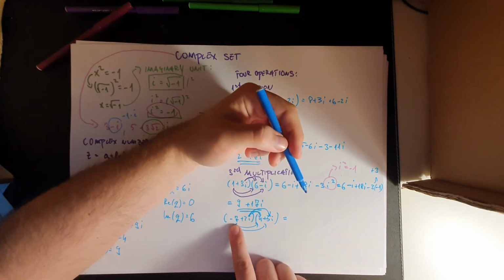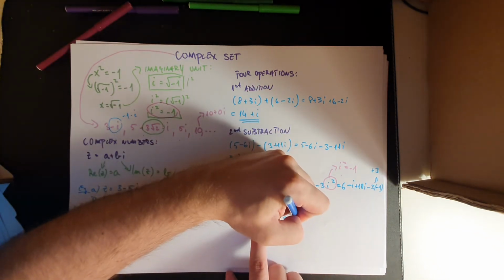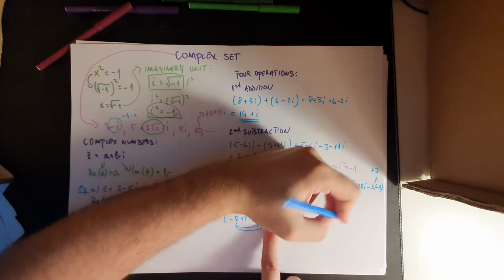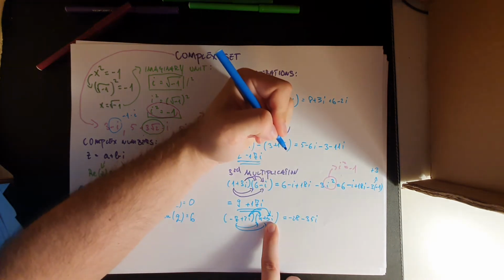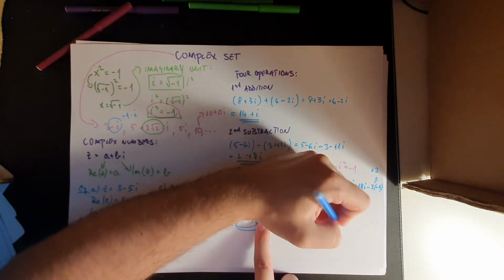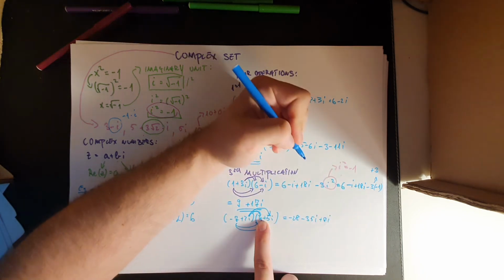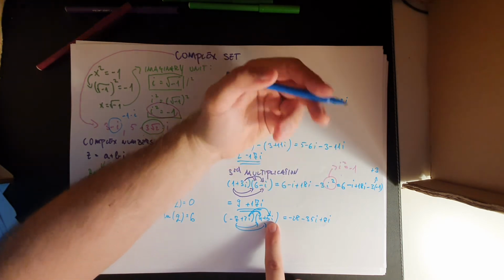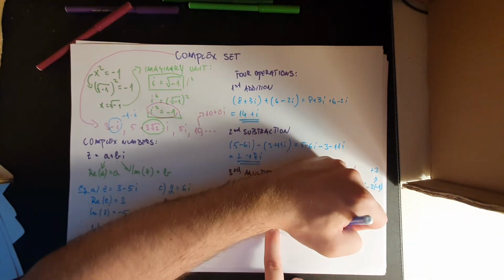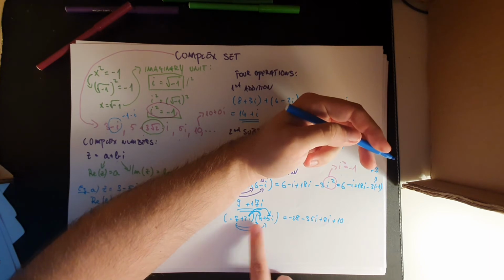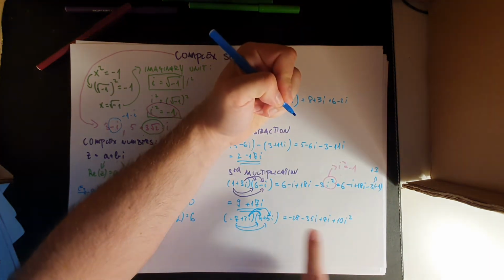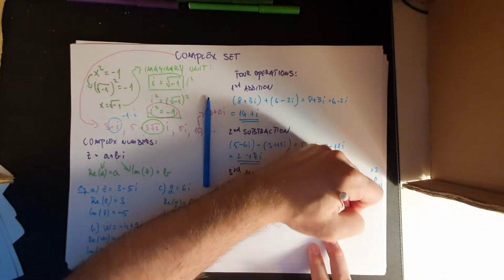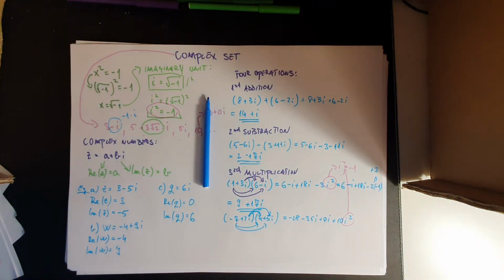So minus 7 times 4 is minus 28. Minus 7 times 5i is going to be minus 35i. 2i times 4 is going to be plus 8i. And 2i times 5i is going to give us plus 10 i squared. So 2 times 5 is 10, and i times i is i squared. Again, we got i squared. Do not worry about it. i squared is equal to minus 1.